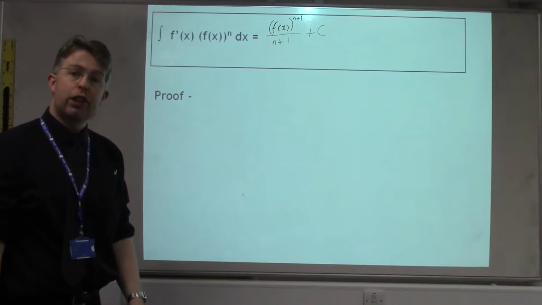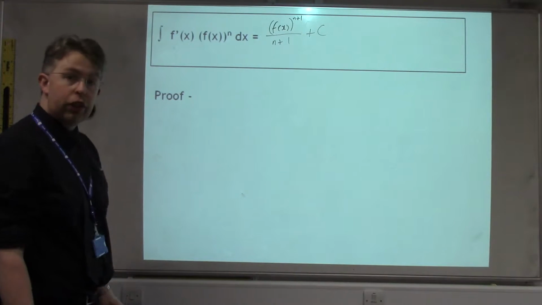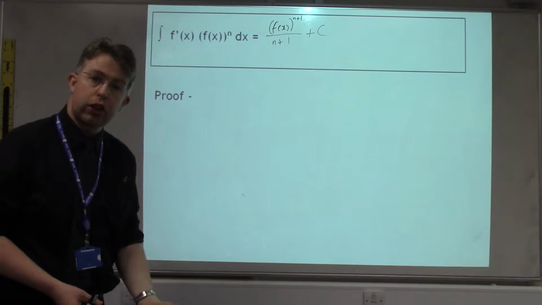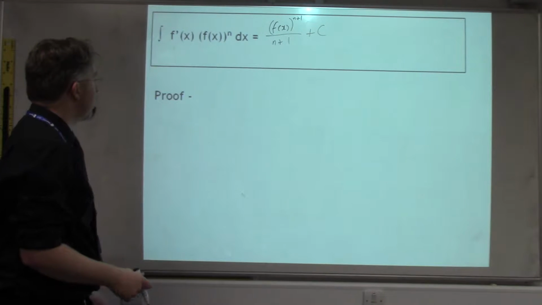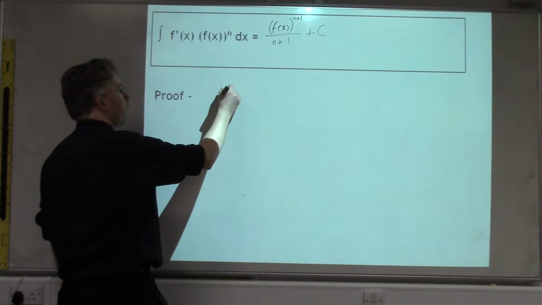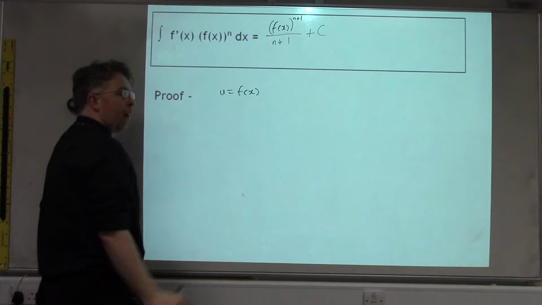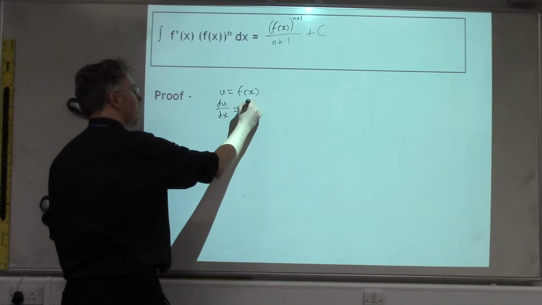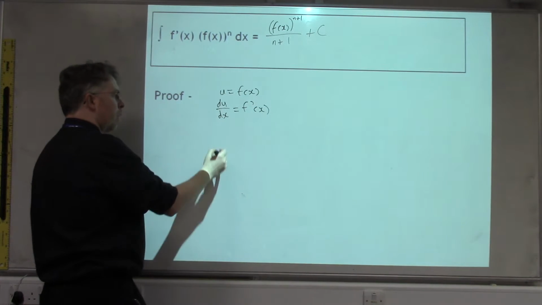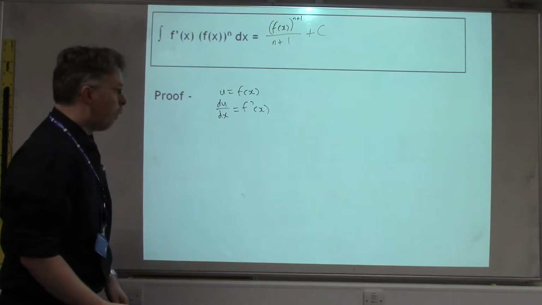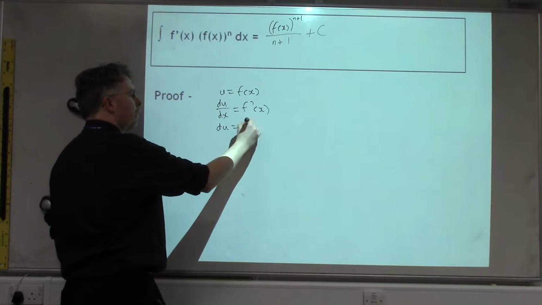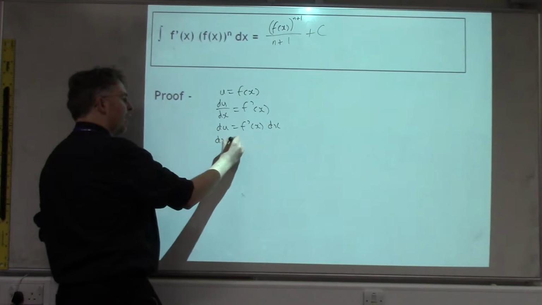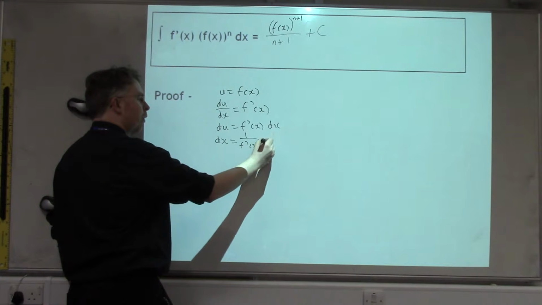So we can prove this using integration by substitution. However, these are the sort of integrals you need to be able to spot and integrate quickly. So the substitution we would use is u equals f of x, then differentiating du by dx equals f dash of x. So du equals f dash of x dx, and dx equals 1 over f dash of x du.